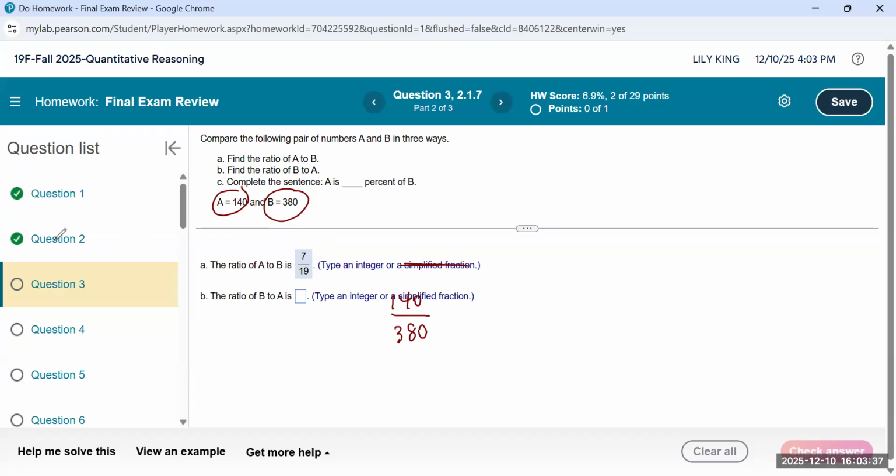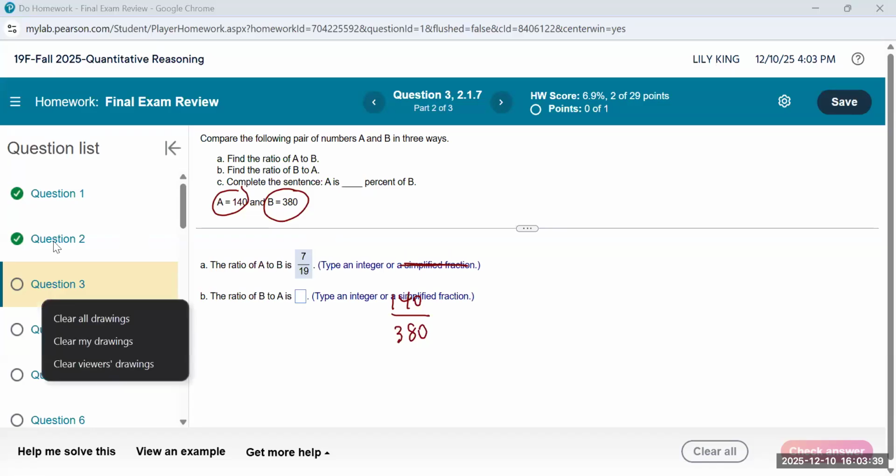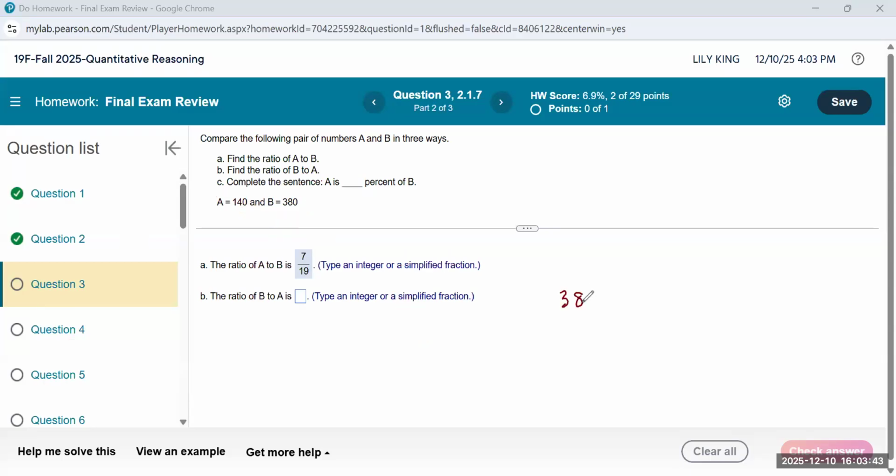Now B is finding the ratio of B to A. So this time our B is on top, our A is at the bottom. And again, simplified fraction. We have 19 over 7.